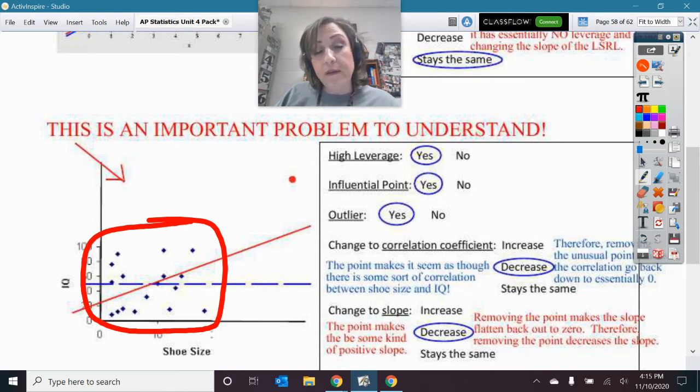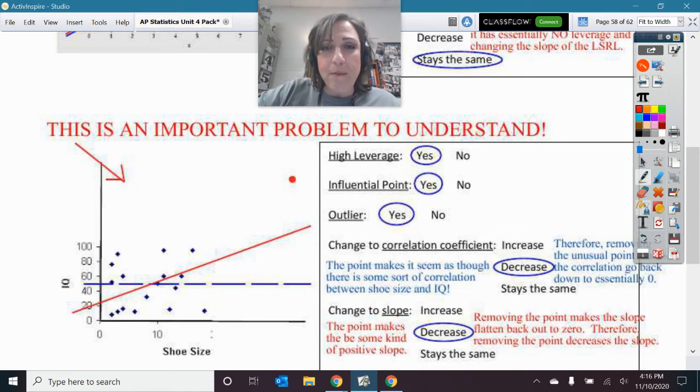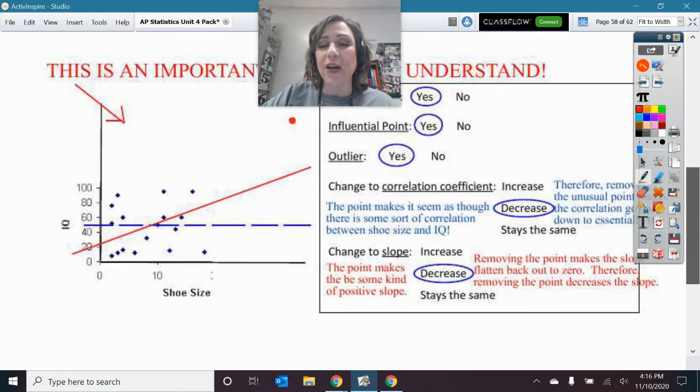All right, but what if we had Bozo the Clown, who is a genius? He's got a high shoe size and a high IQ. And look at how impactful that point is. It is so impactful that it makes it look like there is a relationship between your shoe size and IQ when there really is not. That's a big deal. Okay, that's interesting. We haven't seen that one yet. So, high leverage, absolutely. Influential, absolutely. And definitely an outlier.